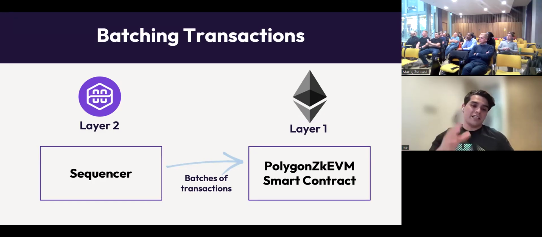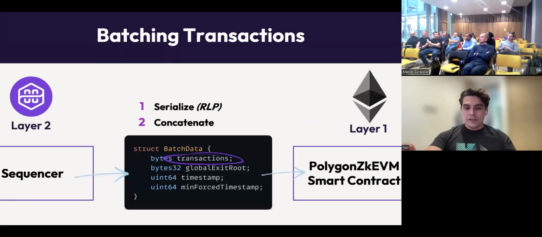So what happens is the sequencer not only validates and executes the transactions, it also does batching of the transactions before sending them to the Polygon zkEVM smart contract, which actually lives in layer 1 in Ethereum mainnet. So how we do it, we need this struct that is defined as so. The main component of this struct, as you can see, is the transactions field, which is a bytes type. This is just one batch of transactions, and here we can place an amount of transactions. There's a limit.